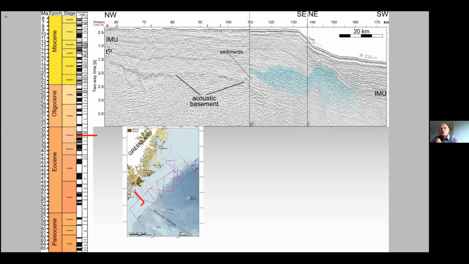And with our seismic stratigraphy, we have tentatively identified the top Paleocene reflector that coincides more or less with this phase of magmatism, and that was Oligocene or earliest in the latest Eocene. So there was a second pulse of magmatism in this area.